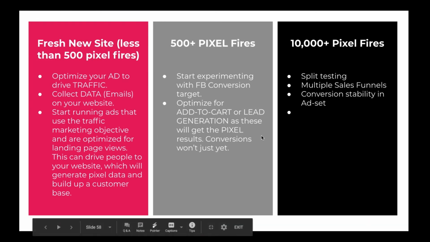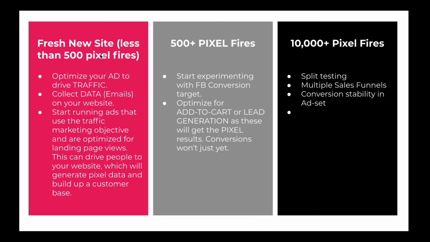So we would be in this box right here. For your site, you're in the first one. You can go to your own events manager and check out how many pixel fires you have. If it's a fresh new site, it'll be less than 500 pixel fires. So what do you need to do right now for your Facebook ads so you can get to the next level and the next level?